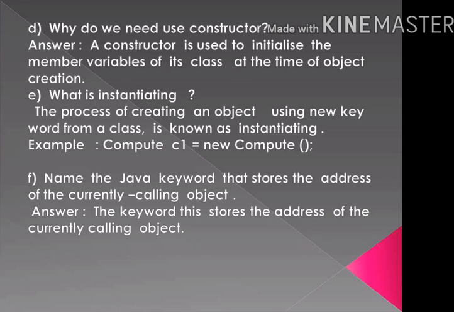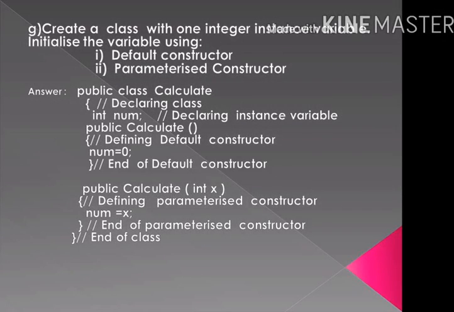Example: Compute c1 = new Compute(). Compute is a class and c1 is the object of this Compute class, which is created by using the new keyword. F: Name the Java keyword that stores the address of the currently calling object. Answer: The keyword this stores the address of the currently calling object. The next slide contains the next part of questions and answers.